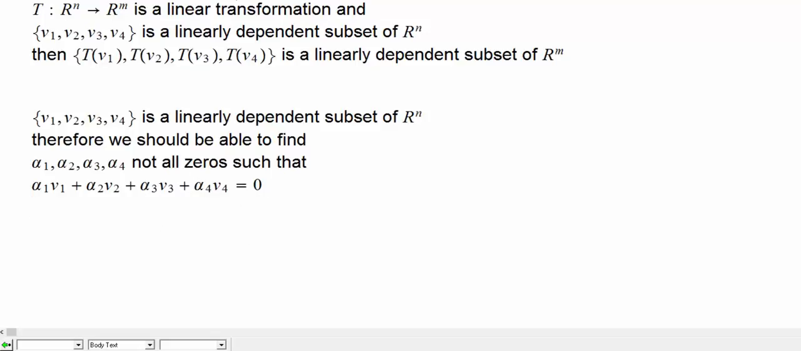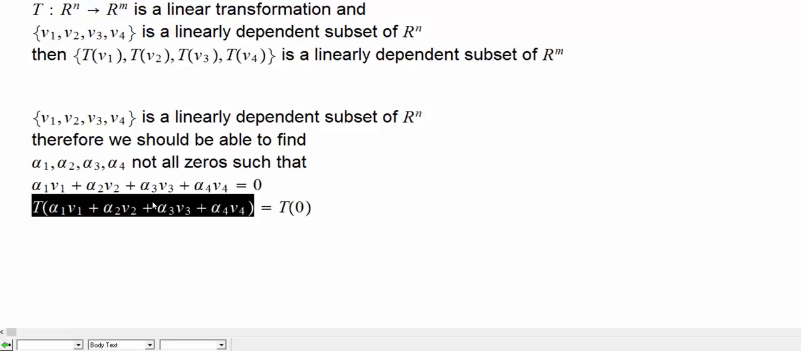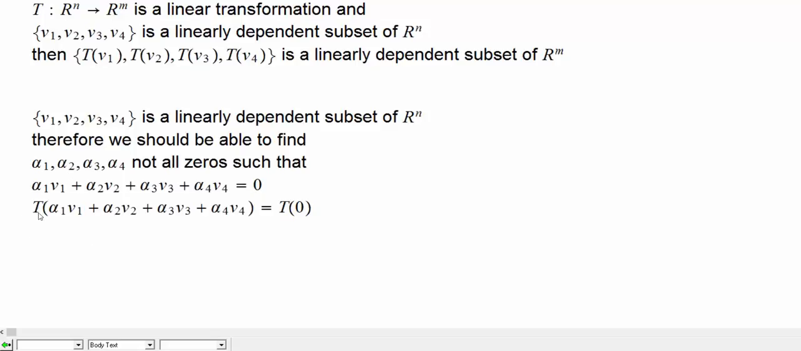Now we have to talk about the direct image. So what did we do? We just applied this linear transformation T on the two sides. And what are we going to get out of this? We know under a linear transformation, this is 0. And for this, because T is a linear transformation, this quantity would be the linear combination of the images of the vectors, and the image of 0 is 0.